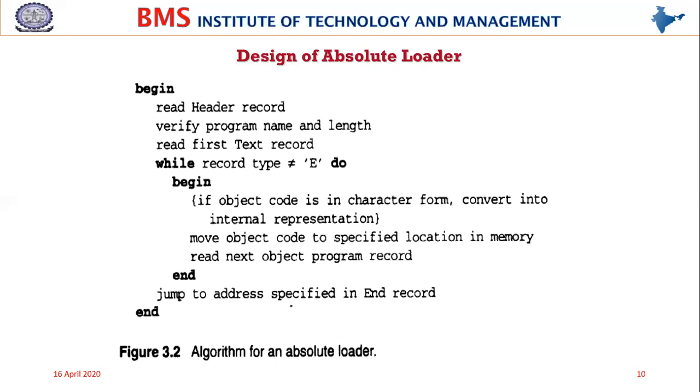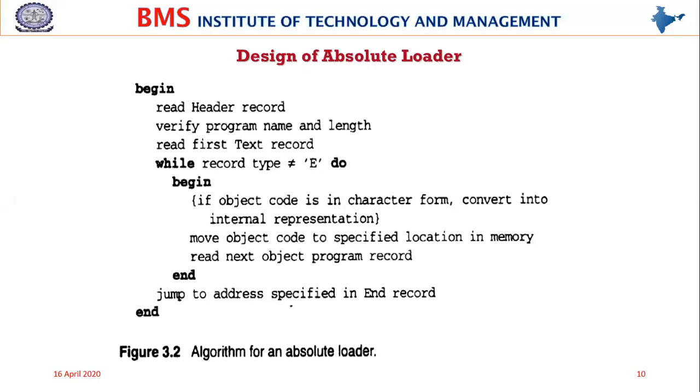And until the text record is not equal to end, we should repeat this. What is that? If the object code is in a character form, please understand this. This is the important thing that needs to be understood. If the object code is in a character form, convert it into an internal representation.